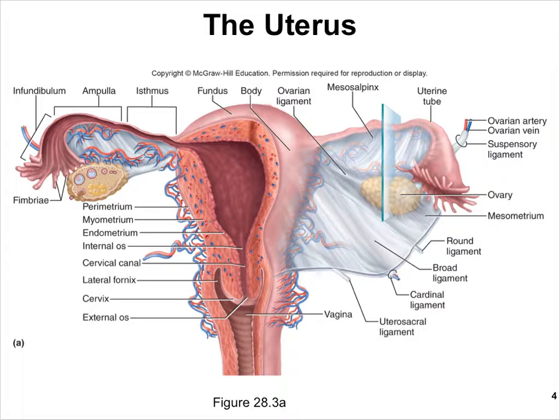The top part of the uterine tube here, basically the outer edge of the infundibulum, is supplied with blood through the ovarian artery and is held in place by the suspensory ligament, which basically keeps it from falling down and collapsing next to the uterus.